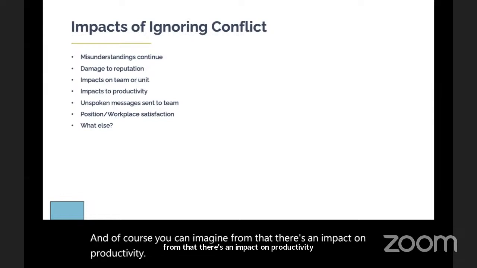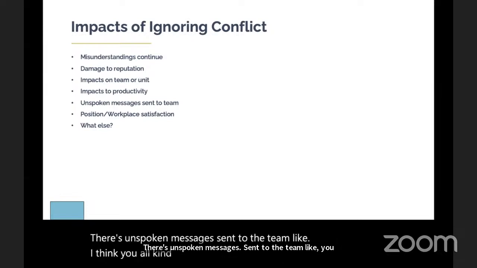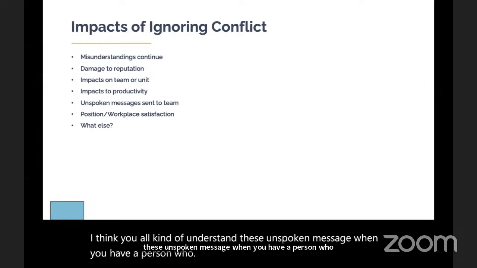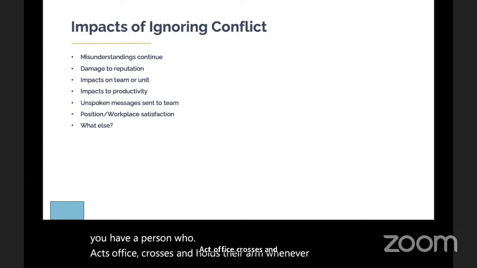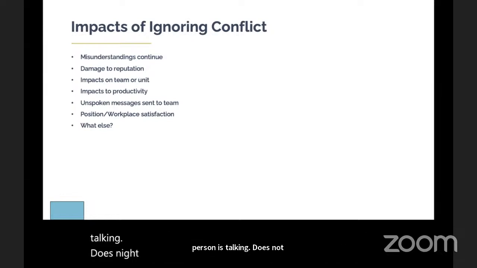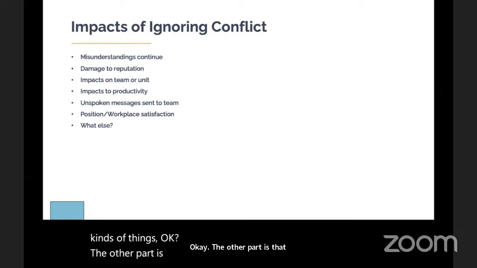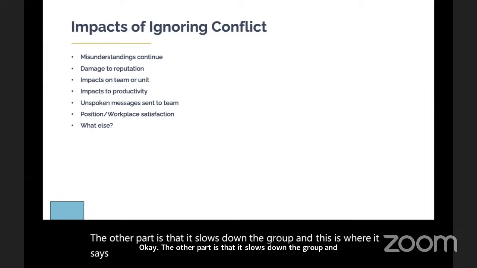There's unspoken messages sent to the team. Well, yeah, I think you all kind of understand these unspoken messages when you have a person who acts standoffish, crosses and holds their arms whenever that person is talking, makes snide faces whenever that other person is talking, and those kinds of things. Okay. The other part is that it slows down the group, and this is where it says position workplace satisfaction. The position of the group gets slowed down.